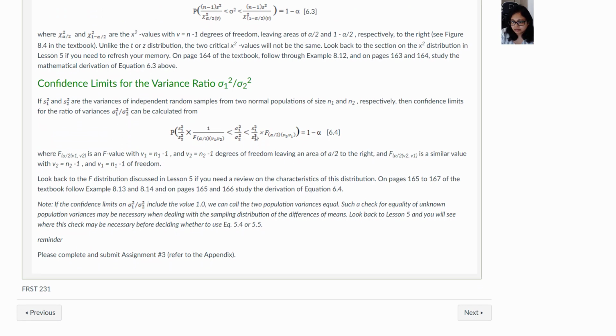For the ratio of variances, you can use the ratio, but then again you have to consider, as I told you in the previous lesson, that we have to use the reciprocal, because we are going to use the chi-square, and chi-square is not symmetrical. That's why.